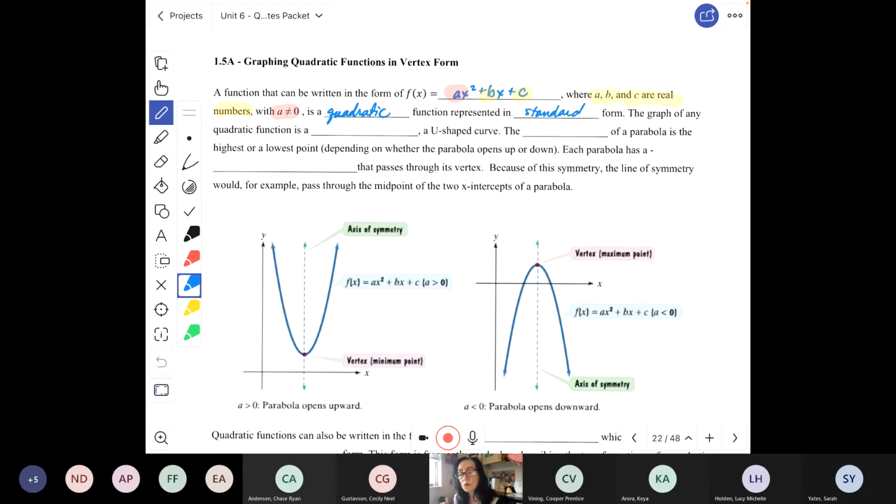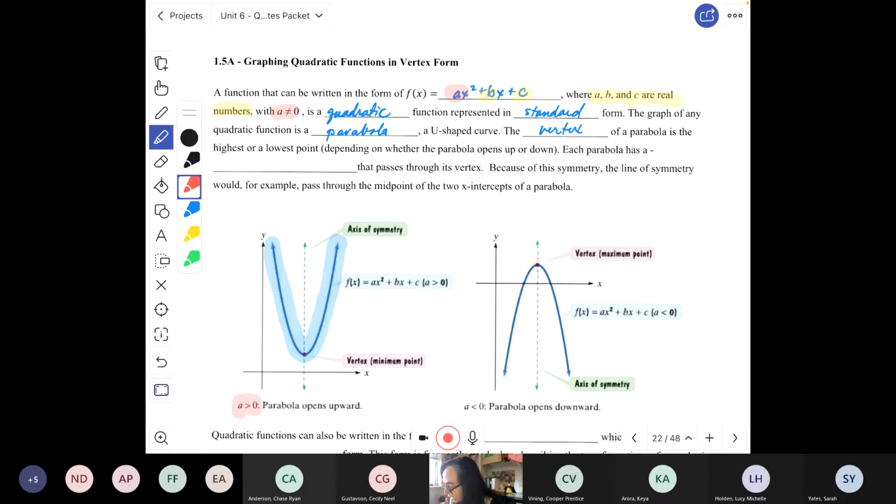Now, the graph of any quadratic function is a parabola. And that parabola, that little U-shaped curve, can either open up or down. Depending how it's oriented, the vertex of a parabola is that highest or lowest point. So if you notice that a parabola opens up, that occurs when the leading coefficient a is positive.